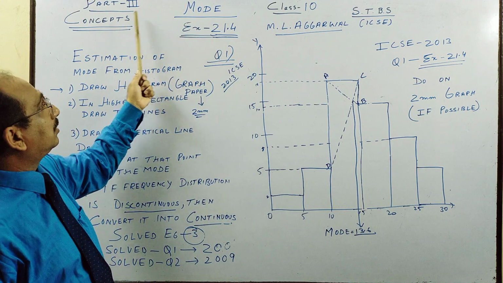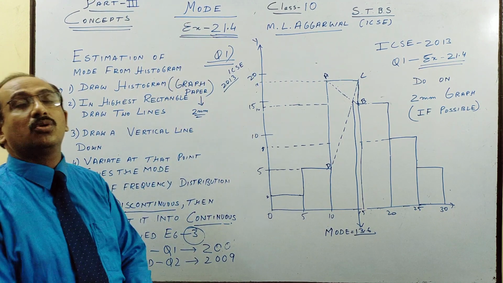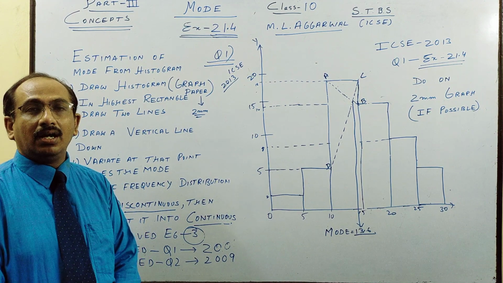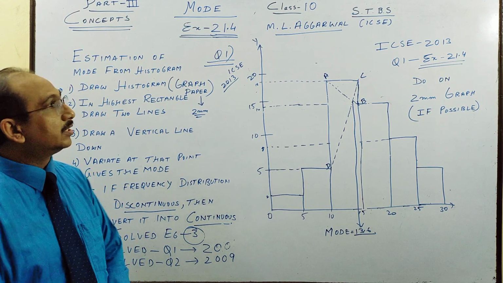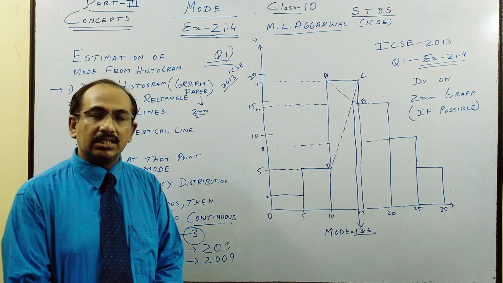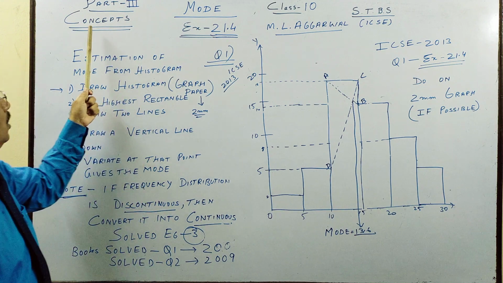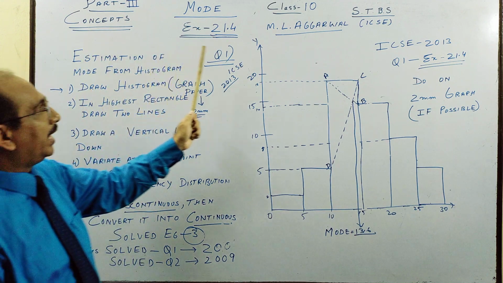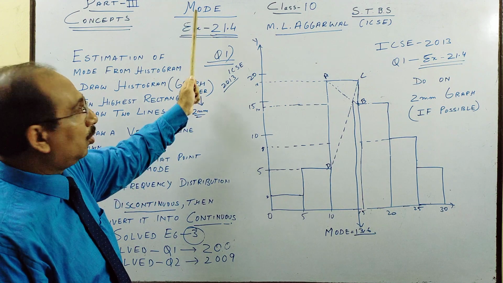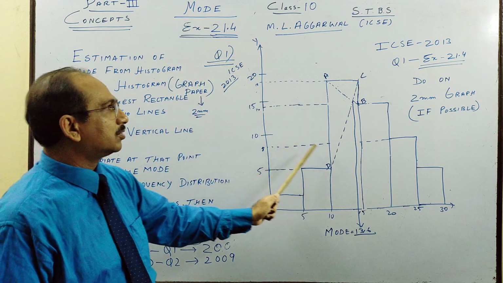So here, part 3 of mode, I am going to do the question called grouped data with class interval, the third type. So please see my introductory video and the other 6 videos, 2 each on mean, median, mode. So the concept here is we are going to find the mode of grouped data with the help of a histogram.